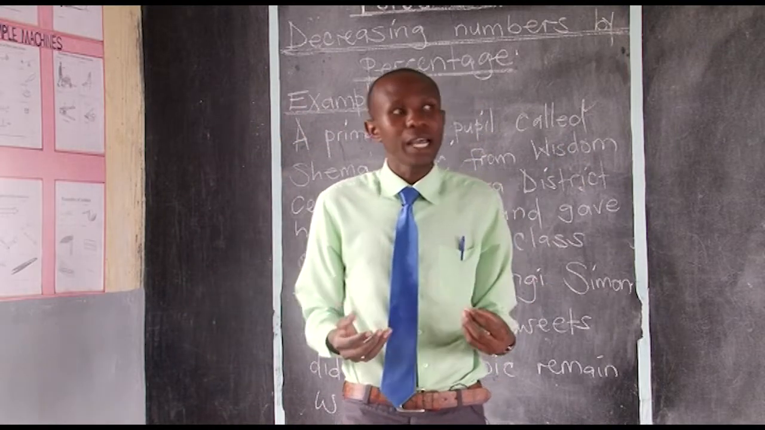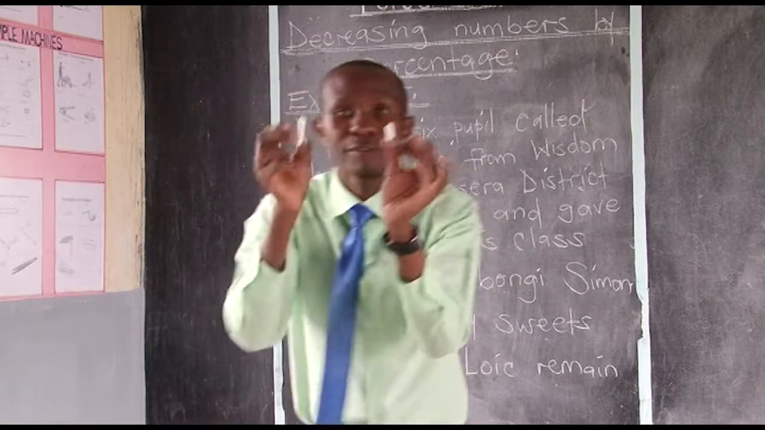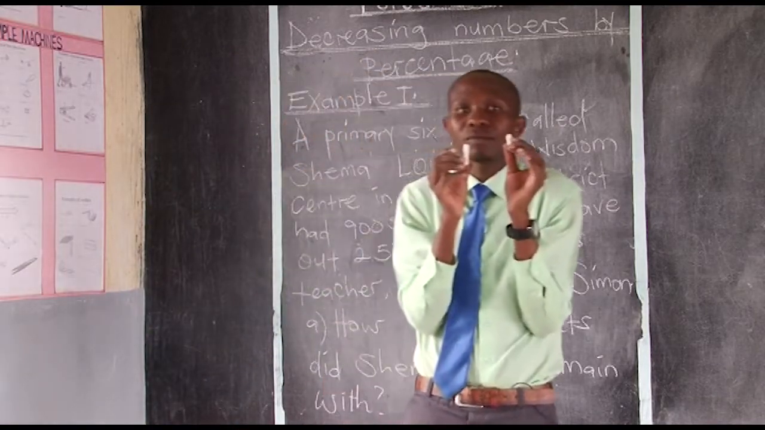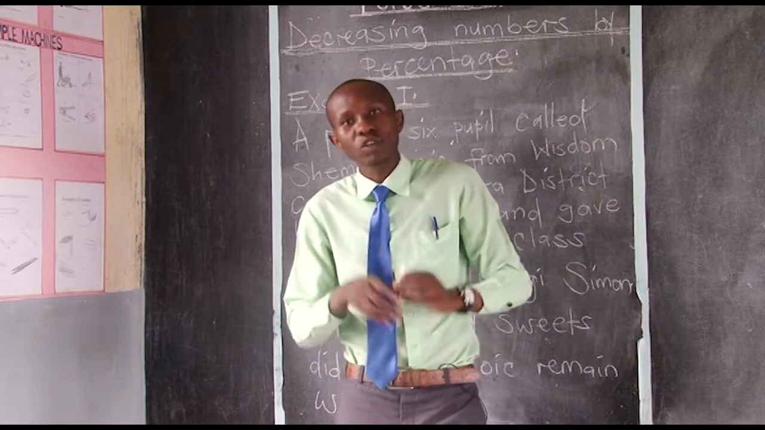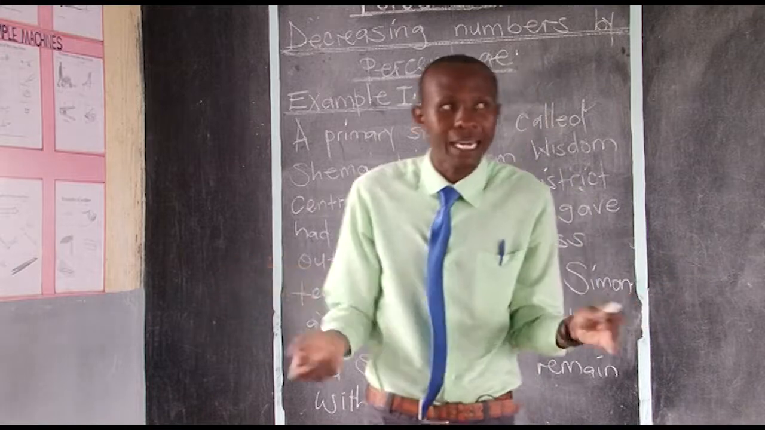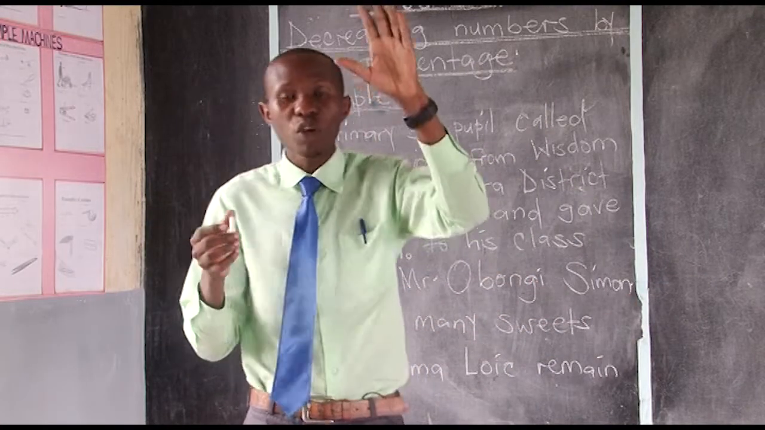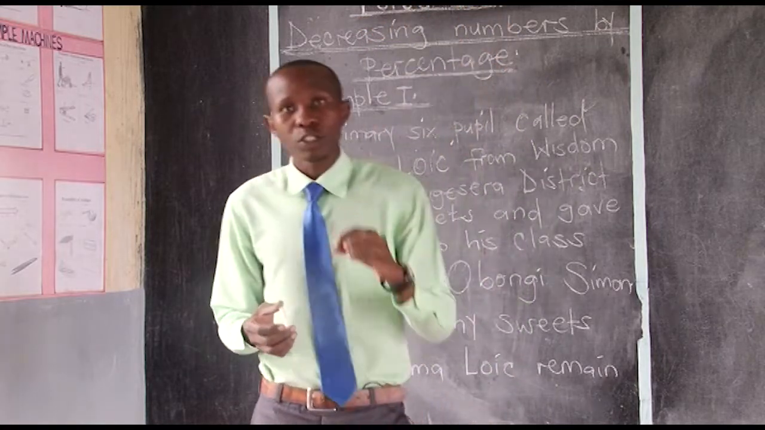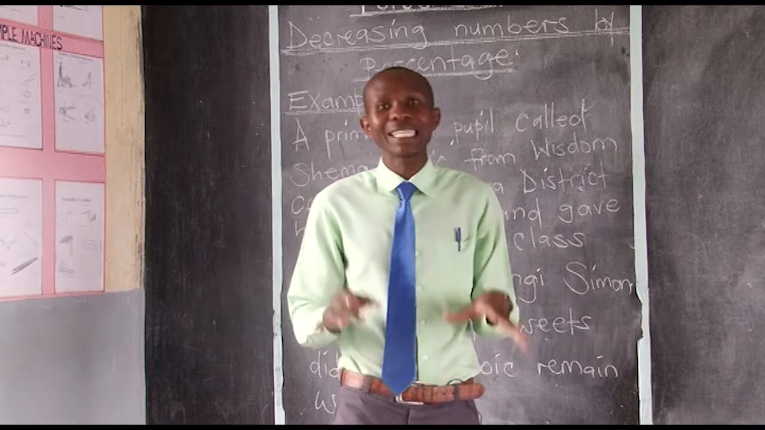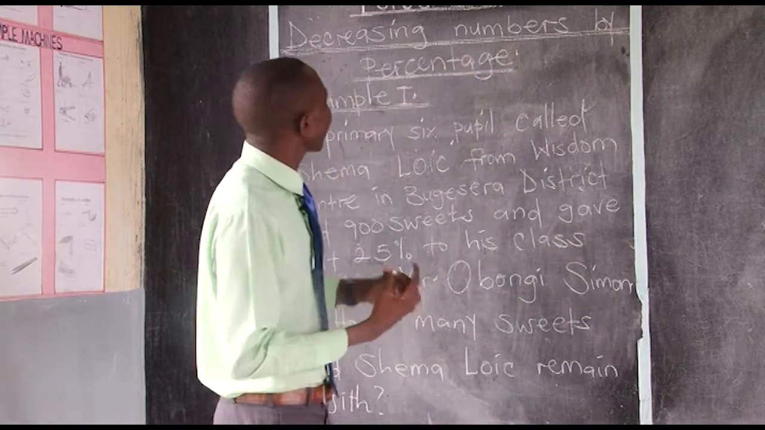For example, I have 2 pieces of chalk. If I give out 1, it means I have decreased the number of pieces of chalk that I had. Decrement means we get the number from where it is and bring it down. That process of bringing it down is what we call a decrease. So how are we decreasing this?